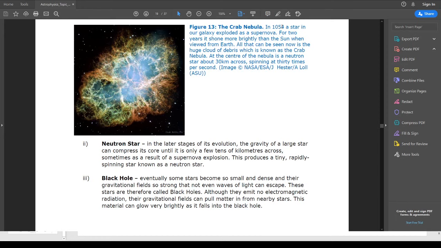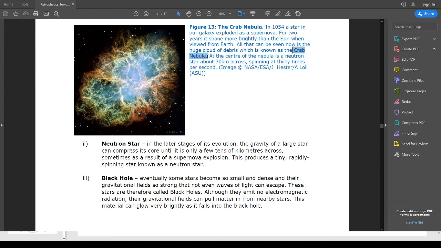But sadly it's in 1054, so long ago. You do understand, right? Now it is 2020. This was 1054, so this is literally 1,000 years ago. Okay. Now all that can be seen now is the huge cloud of debris, which is known as the Crab Nebula. See, this is what I'm talking about.